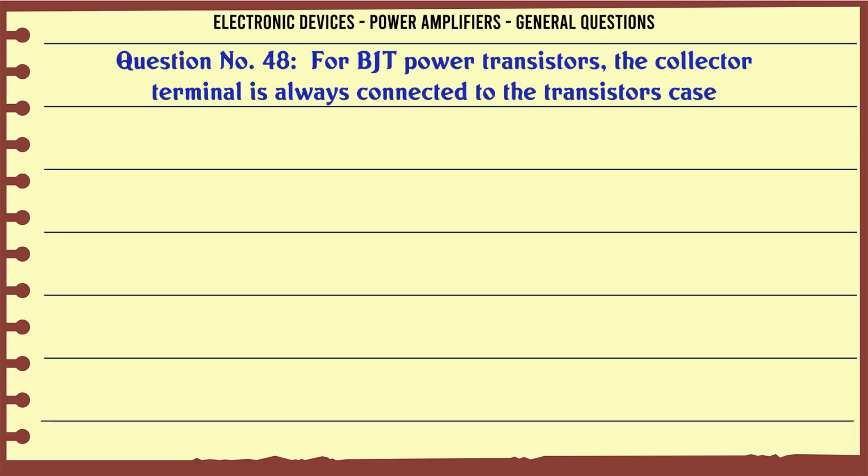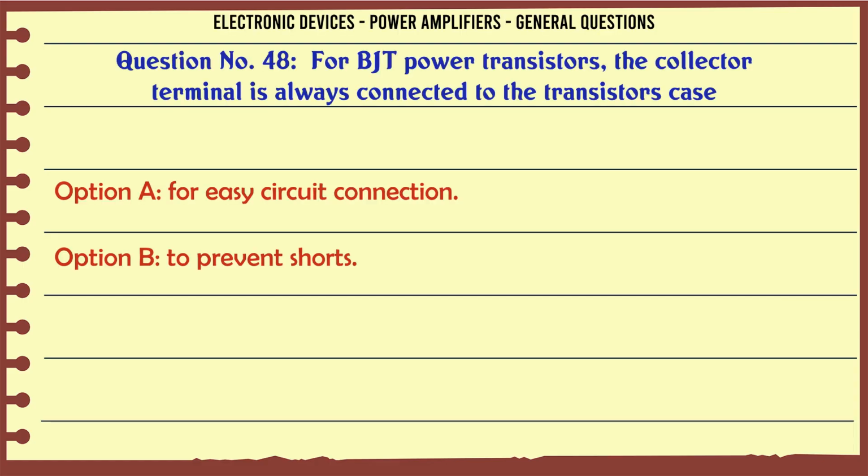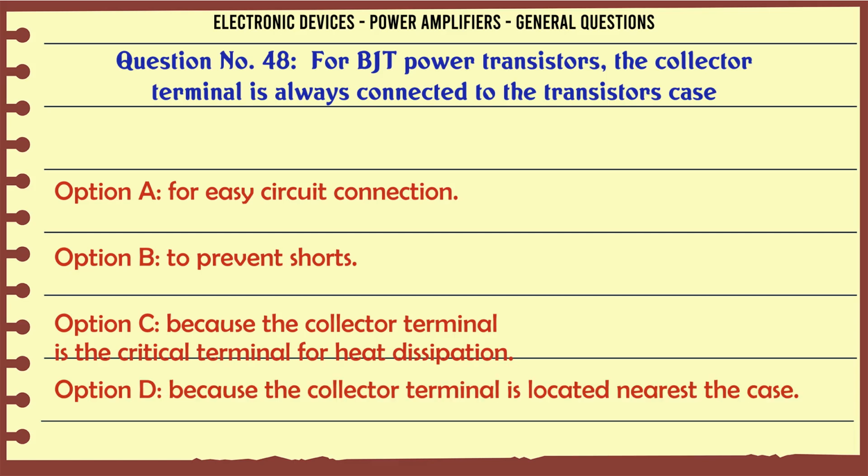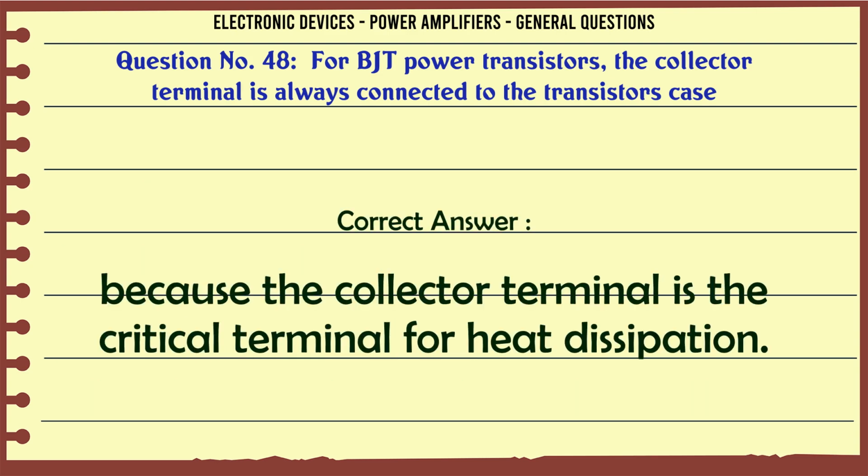For BJT power transistors, the collector terminal is always connected to the transistor's case: A. for easy circuit connection, B. to prevent shorts, C. because the collector terminal is the critical terminal for heat dissipation, D. because the collector terminal is located nearest the case. The correct answer is because the collector terminal is the critical terminal for heat dissipation.